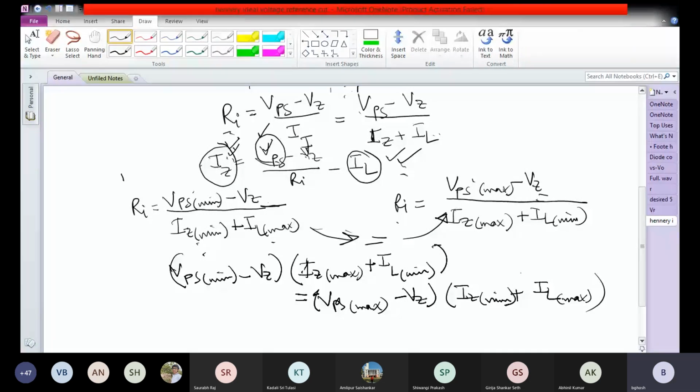So we can assume that we know the range of the input voltage, that is the value of VPS min and VPS max. This must be known. What is the maximum variation of the input voltage, the lower extreme and the upper extreme? And we also must know the lower extreme and the upper extreme of the load current. So what is the variation of the load current for which the output voltage Vz will be constant?